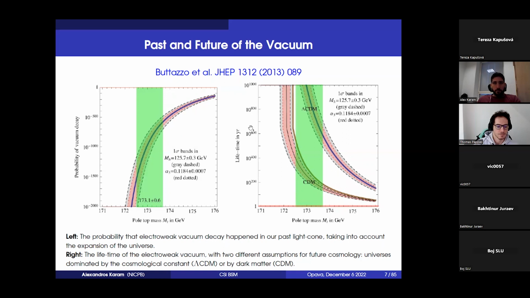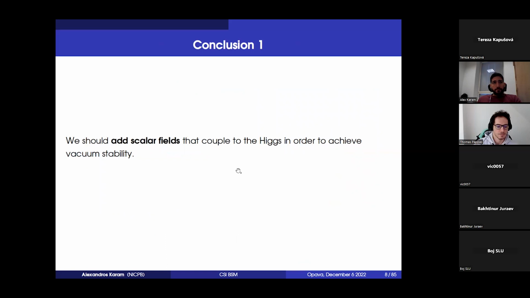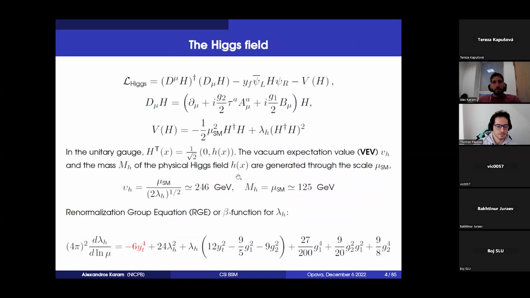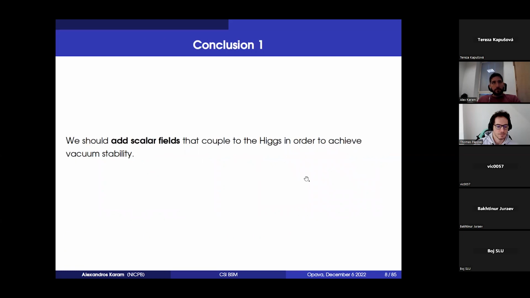So it's a problem, but it's not that bad, since we see that the lifetime of the universe is great. However, from a theoretical point of view, we would like not to have this problem. We would like our vacuum to be absolutely stable. In order to achieve this, we should add scalar fields that couple to the Higgs in order to achieve vacuum stability. This is because scalar fields come with a positive sign in the RG of lambda, and this means that they would lift it up. So this is the first conclusion.